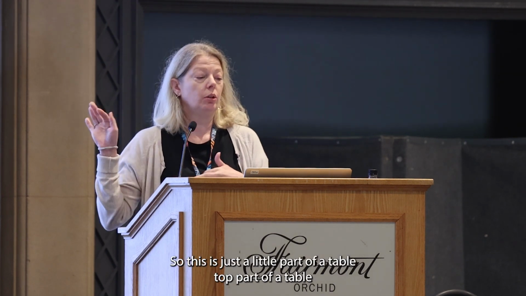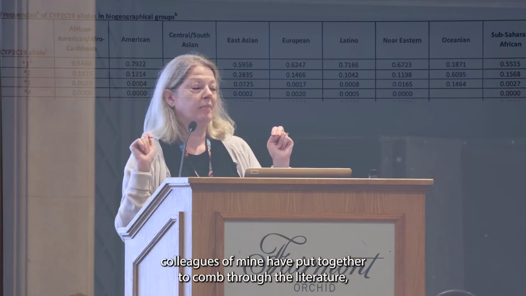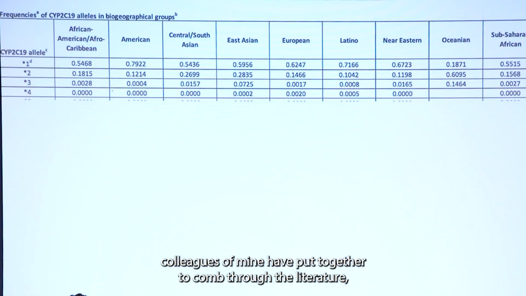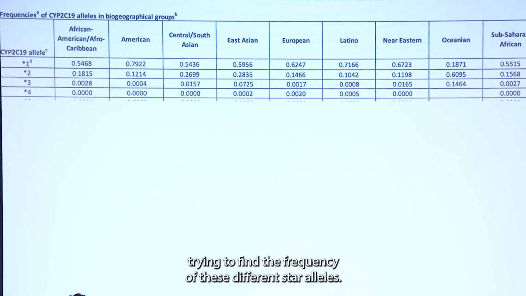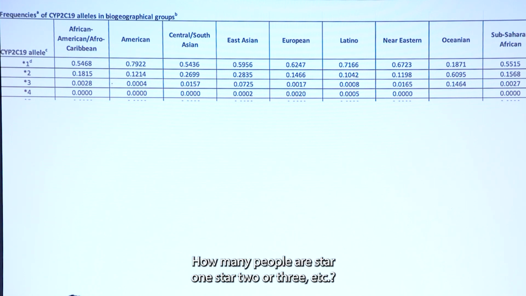So, hope you can see this. This is just a little part of a table, the top part of a table, that colleagues of mine have put together to comb through the literature trying to find the frequency of these different star alleles. That's over in the left-hand column. How many people are star 1, star 2, star 3, et cetera. And then we have these different genetic ancestry population groups at the top.